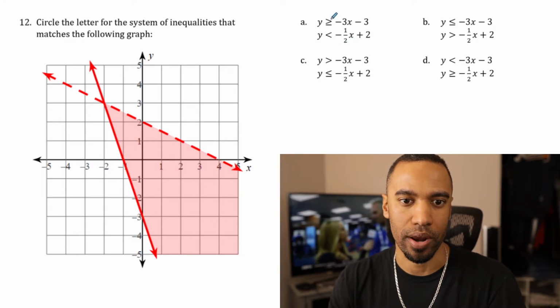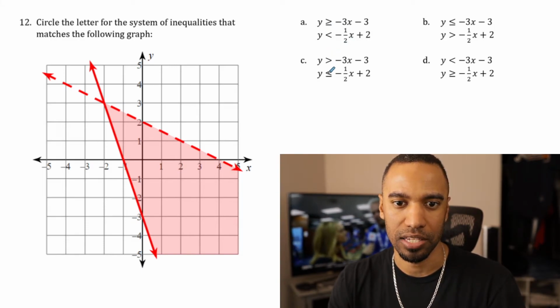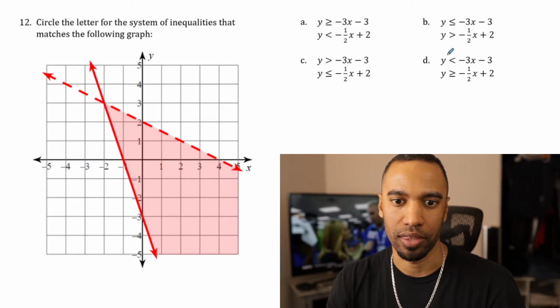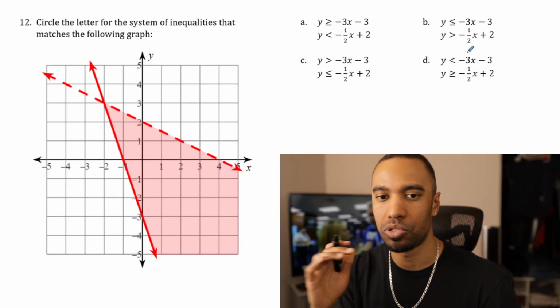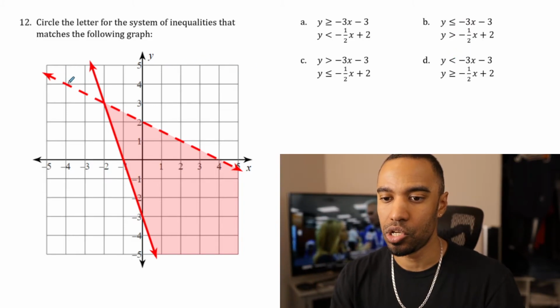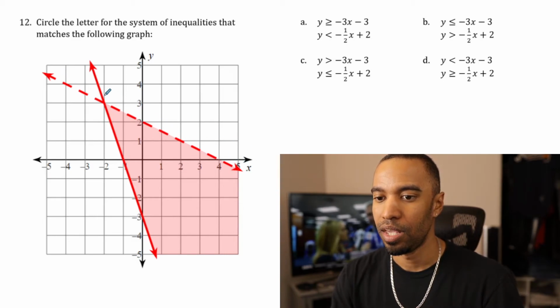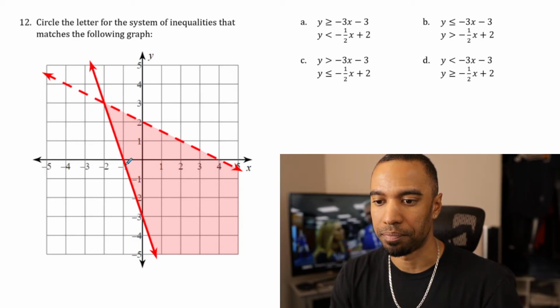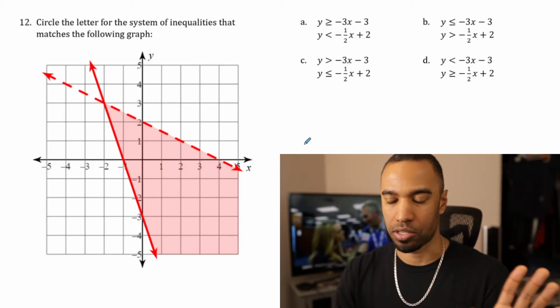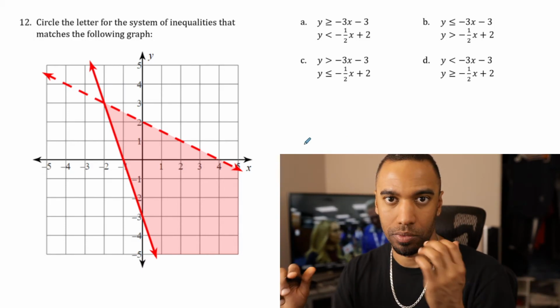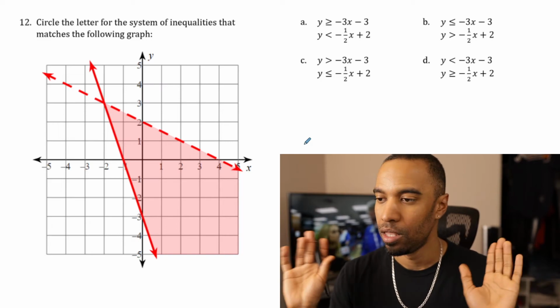You can see how this says greater than or equal to, less than, greater than, less than or equal to, less than or equal to, greater than, less than, greater than or equal to. Those change. Everything else is the same, which means this is your negative 1/2 x plus 2 line, and this is your negative 3x minus 3 line. Okay, so that's all the same. So A, B, C, and D are still open and up in the air for now.